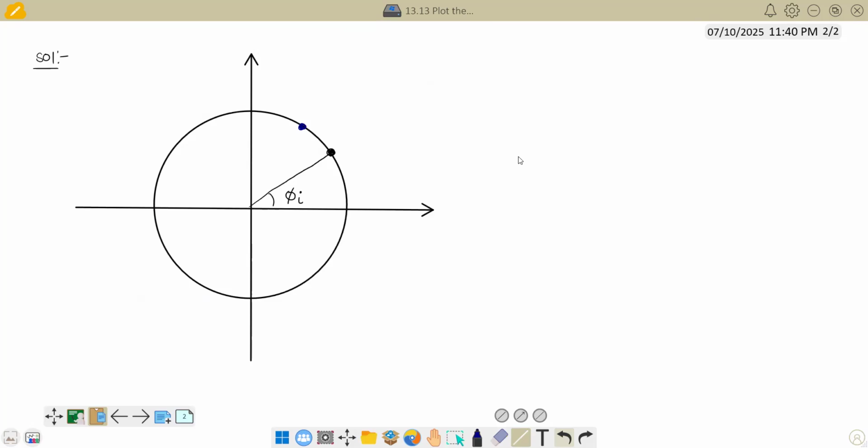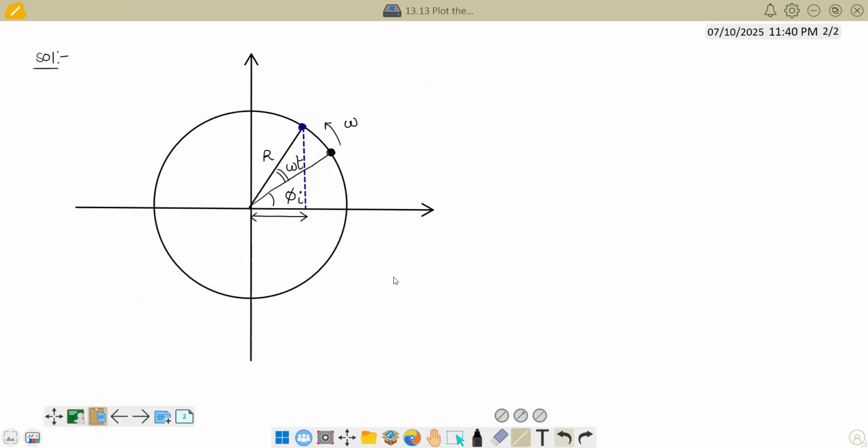Now, imagine it is traveling with an angular speed of omega. So after t time, the angle it will cover would be omega t. Since it is a circular motion, this value would be equal to the radius of the circle. Now, if I draw its projection on the x-axis, the displacement in the x direction would be simply the displacement of the projection in the x direction.